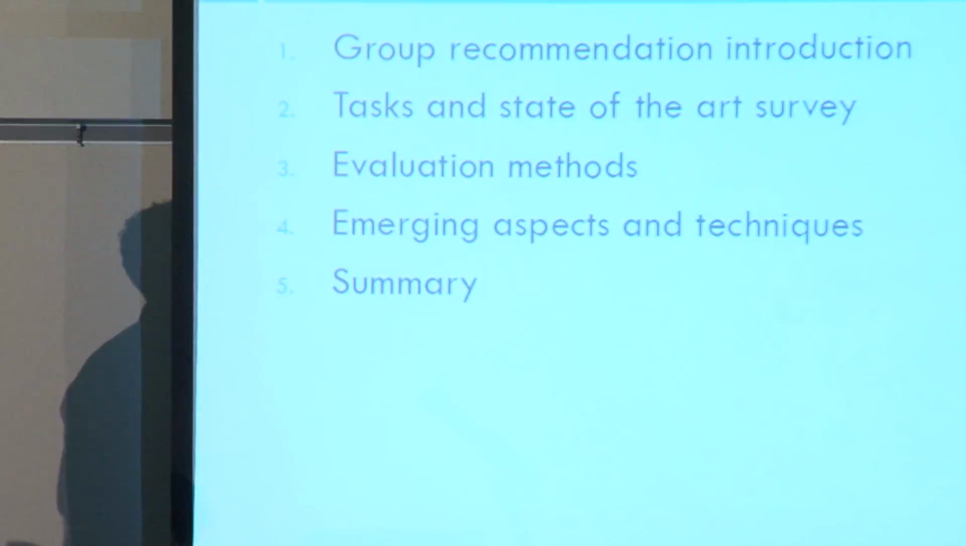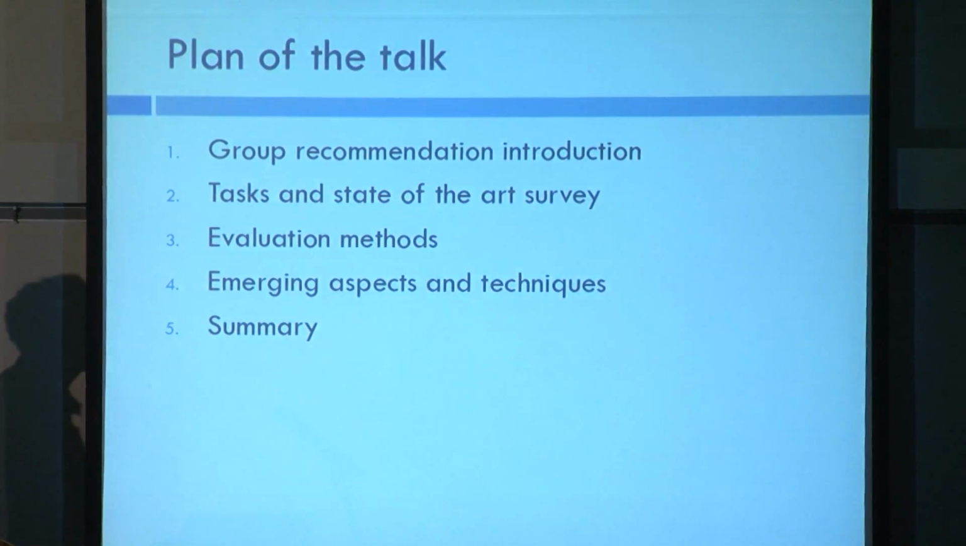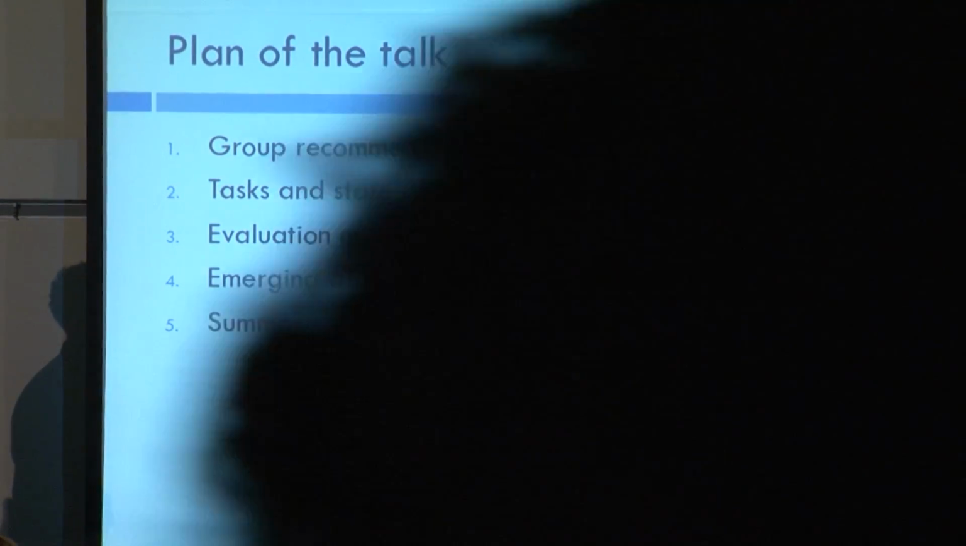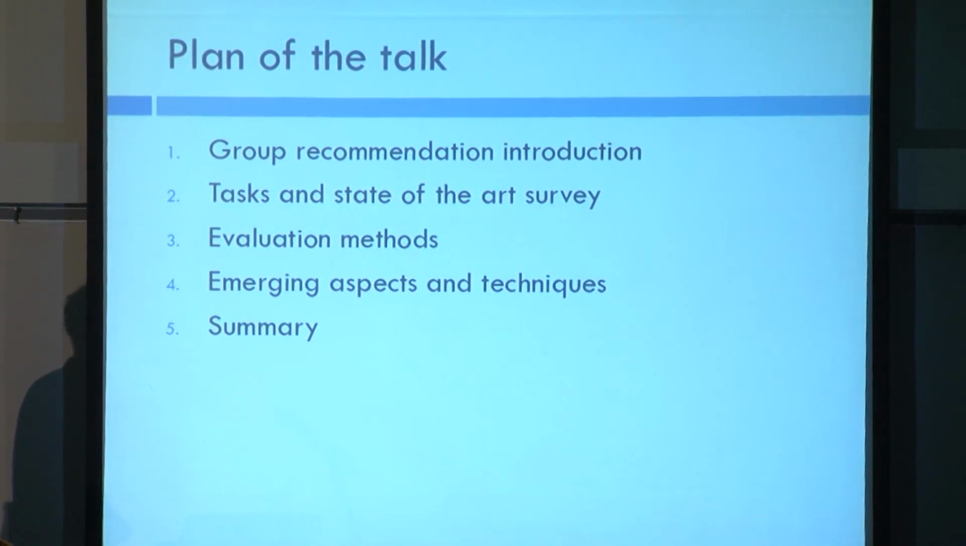This talk is divided into 5 parts, in which we will briefly introduce the problem of producing recommendations to groups. Then we will analyze in detail the tasks that a group recommender system performs, and we will also consider how the approaches in the literature deal with these tasks. And next, we will consider the evaluation methods, which, as most of you know, is a challenging problem in recommender systems in general, so also for group recommender systems. And we will continue with some emerging aspects and techniques that have been recently applied to group recommender systems. And then we will have a brief summary and concluding remarks.